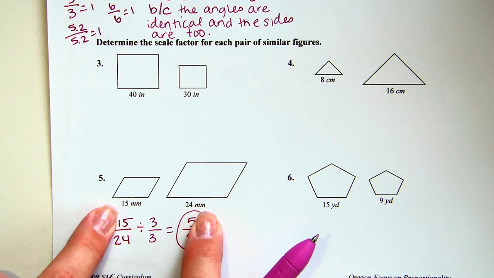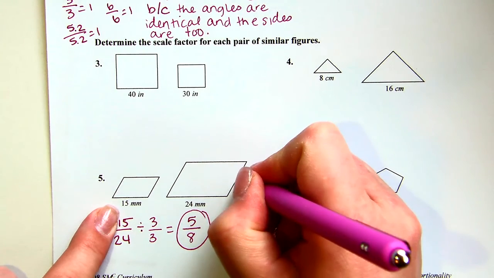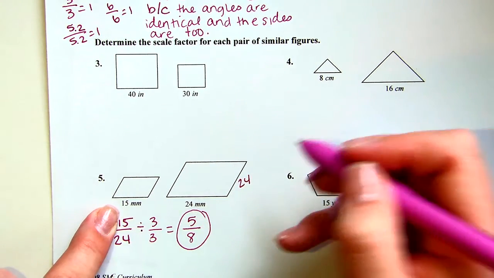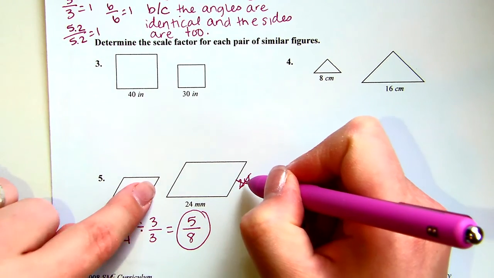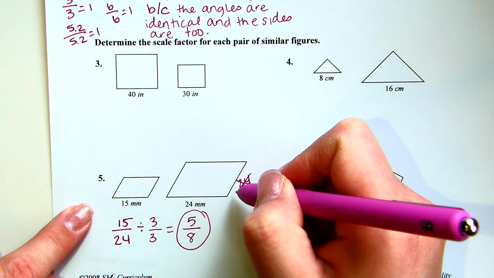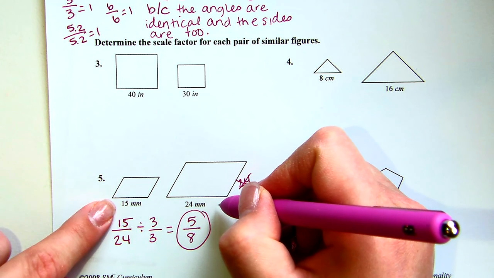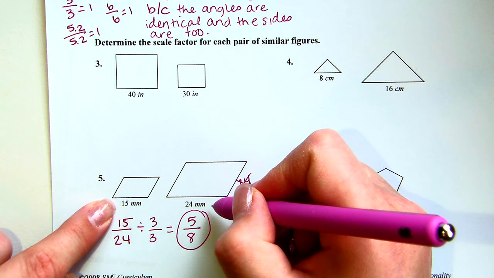Now if this 24 was on a different side, say the 24 was here, I couldn't do that. I'd have to put a number that's on that same side. So as you're setting up for your scale factor in these similar figures, make sure that if the number is on the bottom, you put it over another number that is also on the bottom.